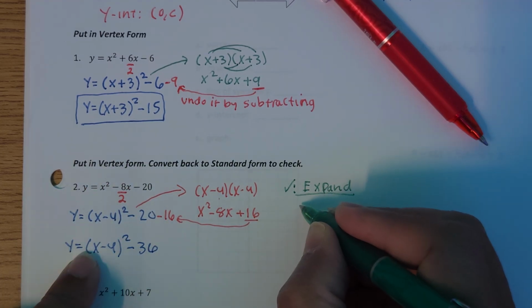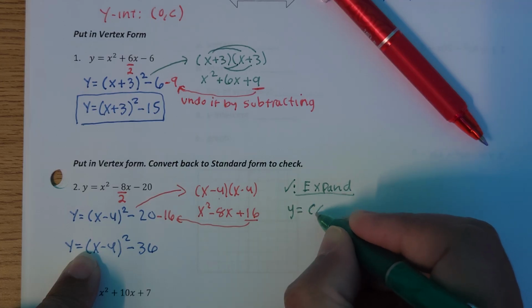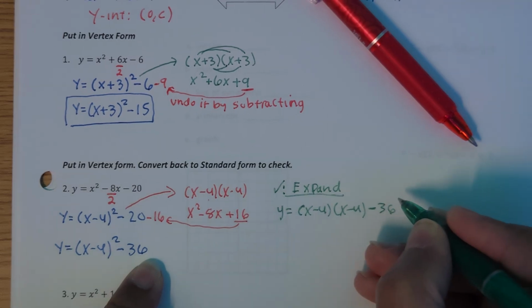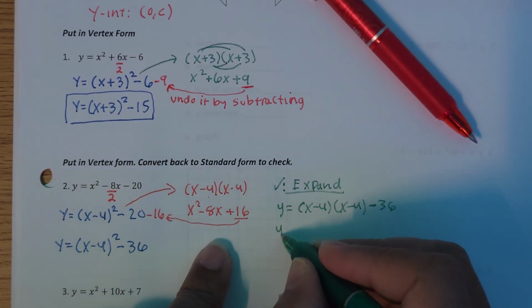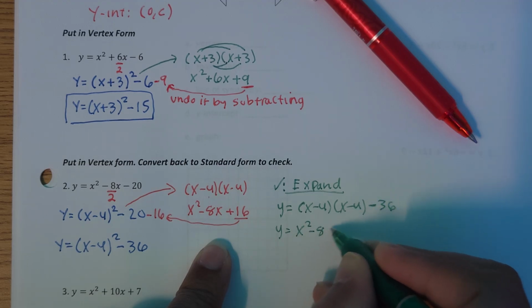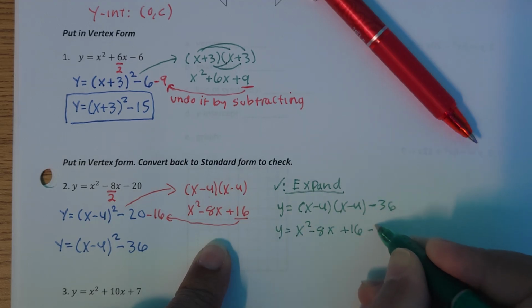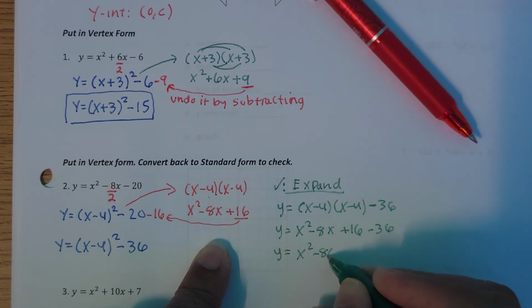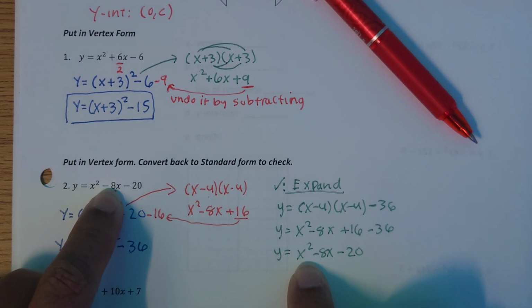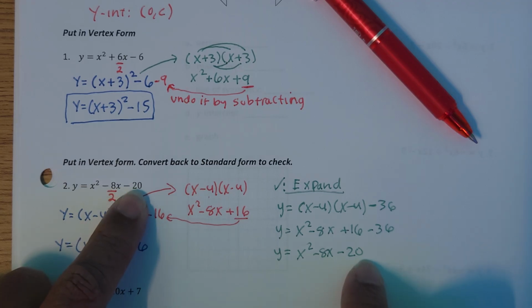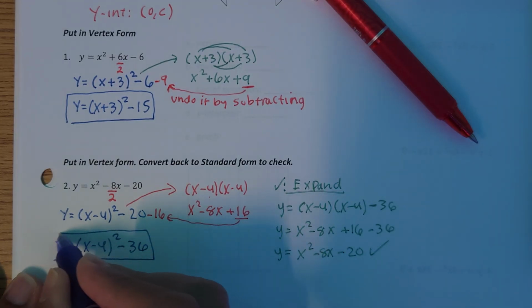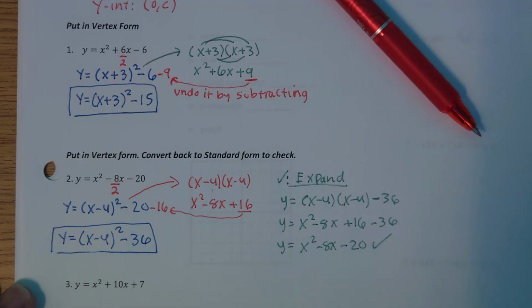So I'm going to do y equals (x minus 4) times (x minus 4), and then minus 36 outside. We just did this here, and this is y equals x squared minus 8x plus 16 minus 36, which is y equals x squared minus 8x, 16 minus 36, that's minus 20. So we do have the x squared, we do have the b value of negative 8, and we have the c value of negative 20. Therefore, this equation is the equation in vertex form, which we found by completing the square.